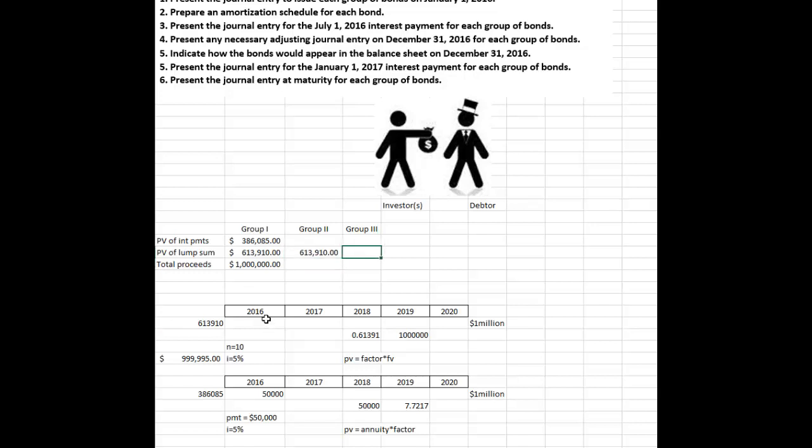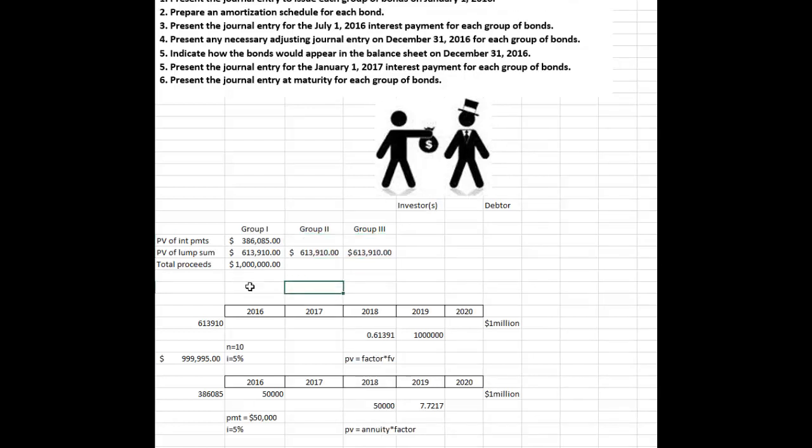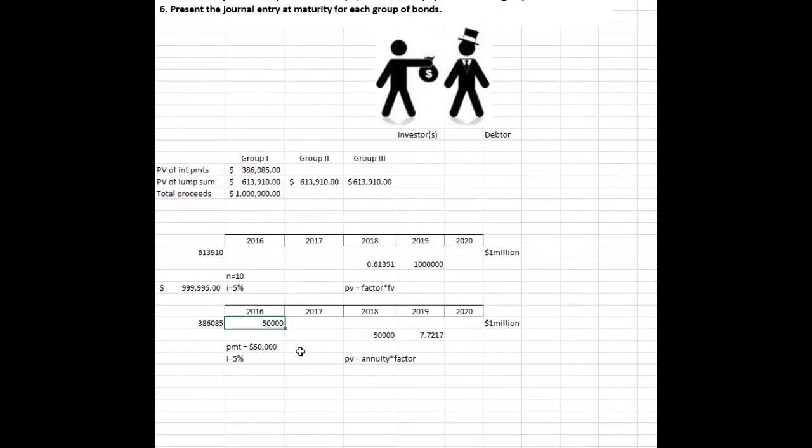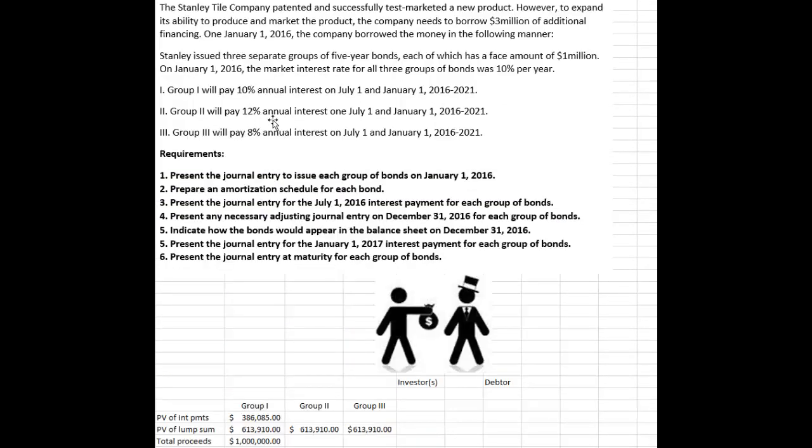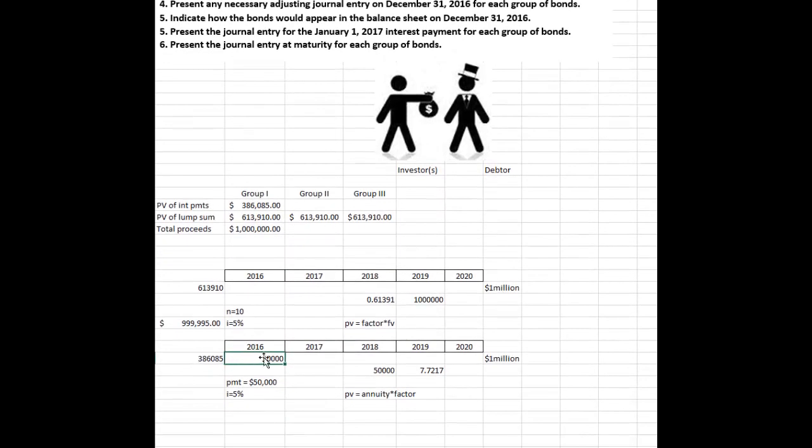And so this 613,910 isn't going to change for any of the groups of the bonds, because they are all going to have the same amount repaid at maturity, and it's subject to the same interest rate. Now, what does change though is the size of the annuity, because they're willing to pay us more here. So 12% times 1 million is 120,000. Remember, that's an annual rate, so actually my annuity size becomes 60,000.